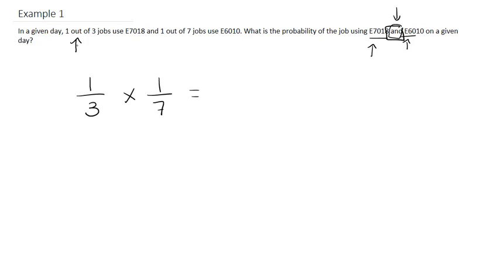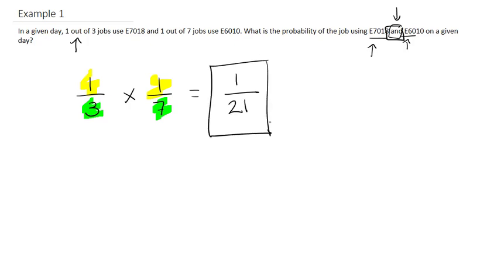So we multiply the top numbers together and we multiply the bottom numbers together. So we get 1 times 1, which is 1. 3 times 7 is 21. So our probability of a job using one and then using the other would be 1 out of 21. Now let's look at another example.